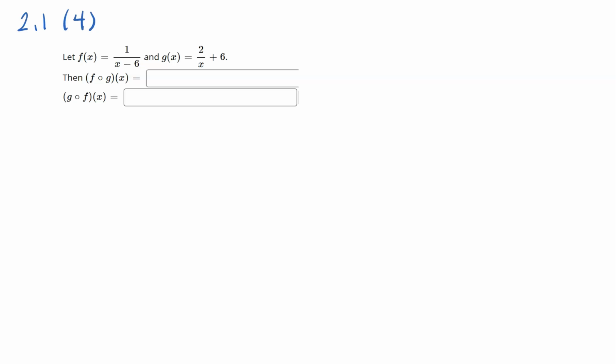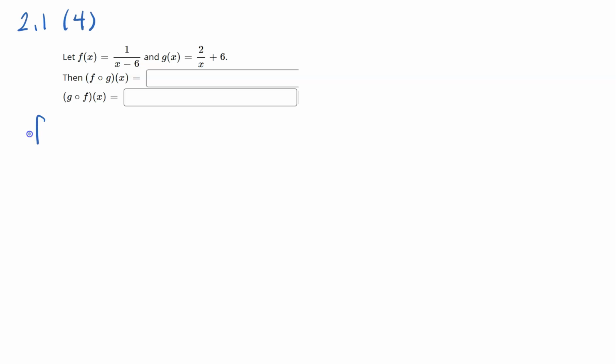2.1 number 4 is going to be very similar to what you did in number 2. It says let f of x equal 1 over x minus 6 and g of x equal 2 over x plus 6. Then compose them with f of g and then g of f. But this one adds the added difficulty of the fact you have two rational functions in there. You've got the 1 over x minus 6 and you've got the 2 over x. So let's just kind of work through this and see what we can do.